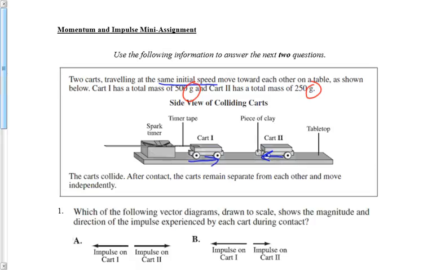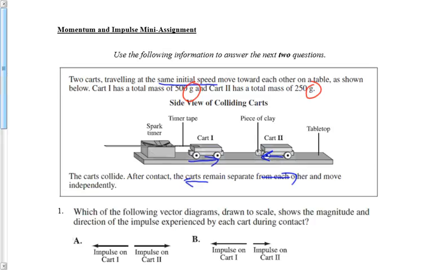The 2 carts collide. After contact, they remain separate from each other. They move off independently. So afterwards, they're going to move off this way. Okay, 2 is going to go to the right, and number 1 is going to move to the left. We want to know which of the following vector diagrams drawn to scale shows the magnitude and direction of the impulse experienced by each cart during the contact.